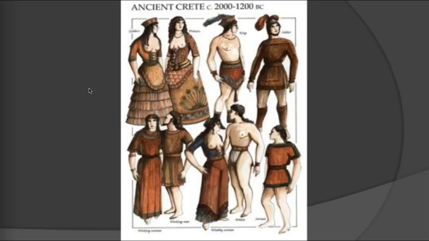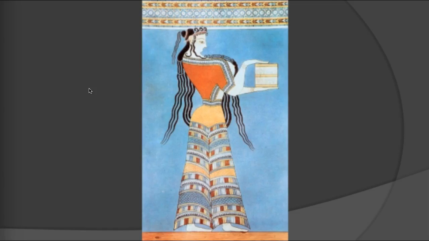Here's a general sort of drawing of one artist's interpretation of the clothing that people wore. The textiles, as we've been discussing, were linen and wool. There's lots of evidence of spinning, weaving, and dyeing. They were very brightly colored and elaborately patterned garments.